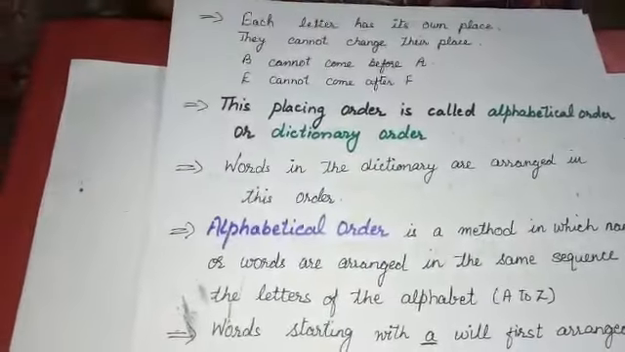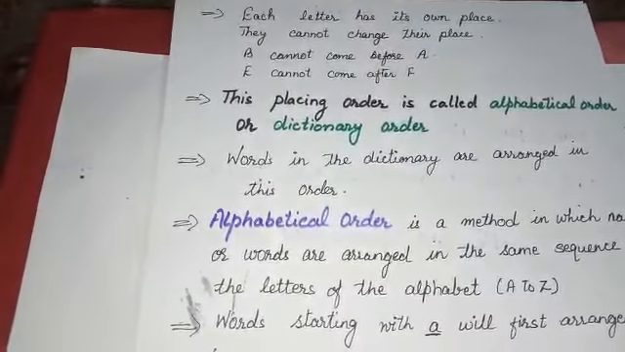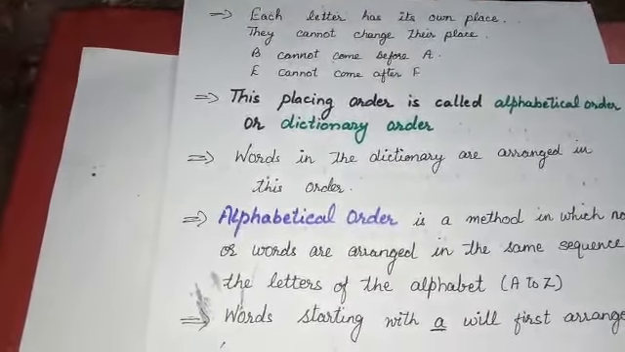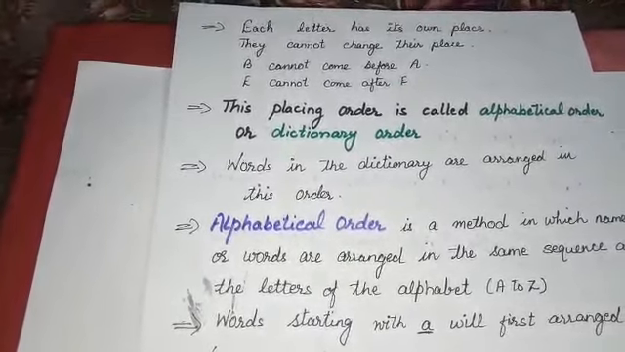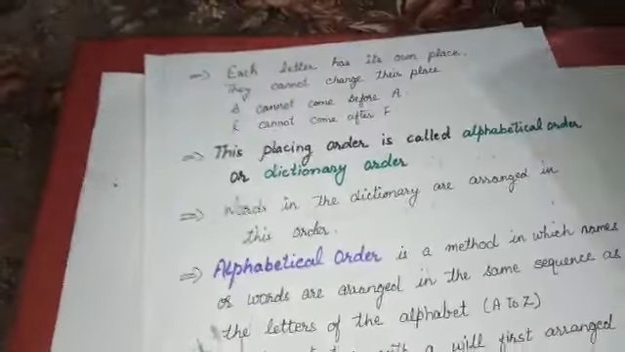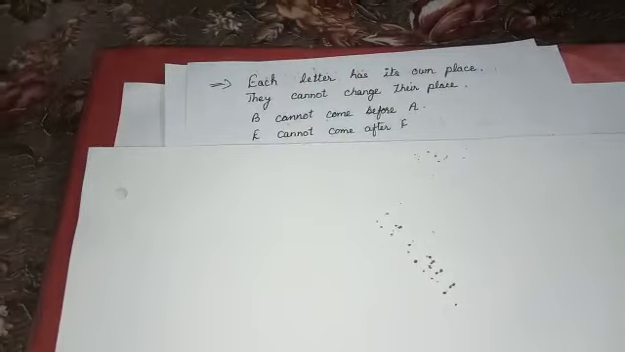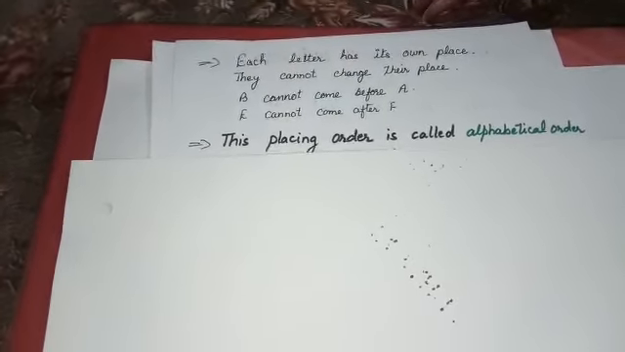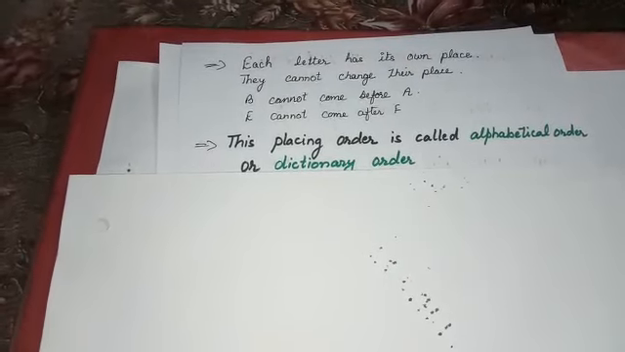Each letter has its own place. They cannot change their place. Like B, it cannot come before A, and E, it cannot come after F. So children, now we know that each letter has its own place and you cannot change the placing order of any letter. This placing order is called alphabetical order or dictionary order.